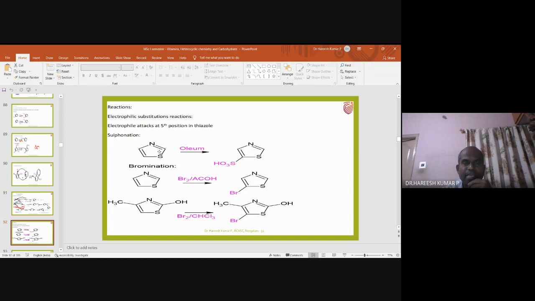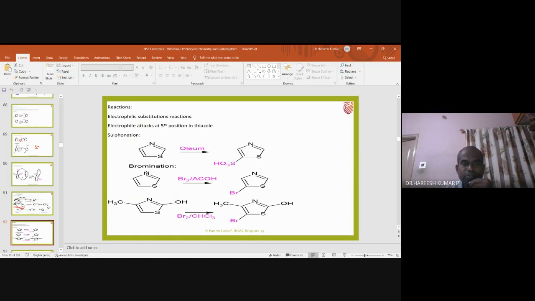And here I am taking sulfonation. Sulfonation means addition of SO3H to the fifth position of the thiazole. Oleum is the source of the sulfonium ion. What is the sulfonium ion? SO3H plus is the sulfonium ion. What is oleum? Oleum is a mixture of sulfuric acid and sulfur trioxide. So when thiazole is treated with oleum, it forms thiazole-5-sulfonic acid.